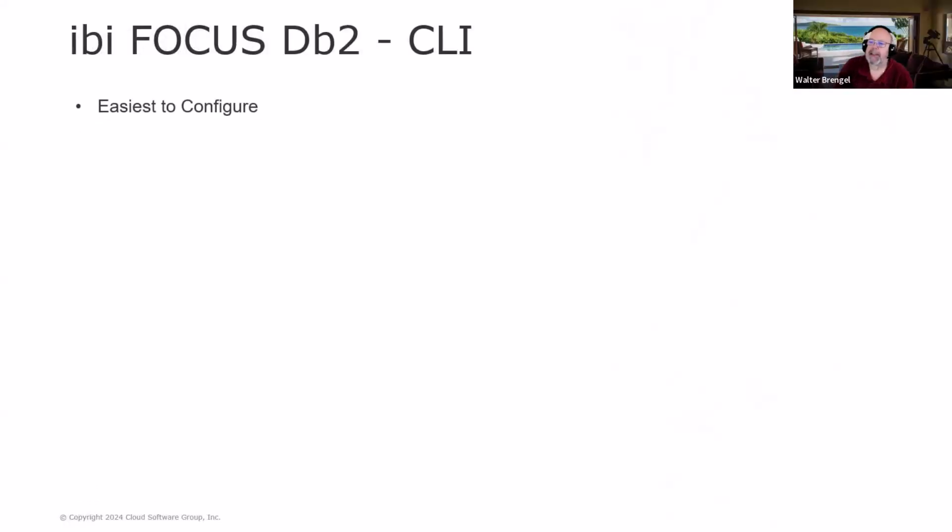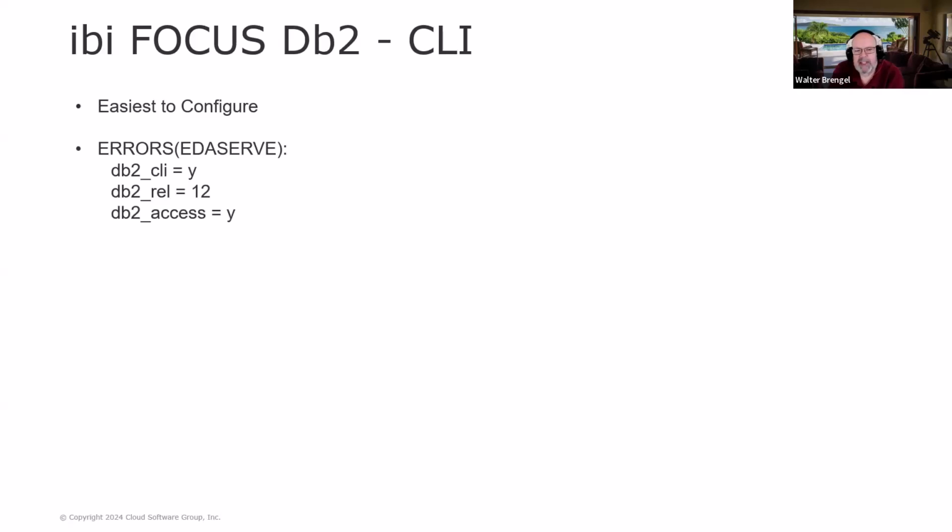So for CLI, CLI is the easiest to configure. You just create a new member in your errors DD concatenation called Ediserve. Inside of there, you say db2_CLI equals yes, db2_rel equals whatever your release level is. Here I'm doing DB2 release 12. And then db2_access equals y.